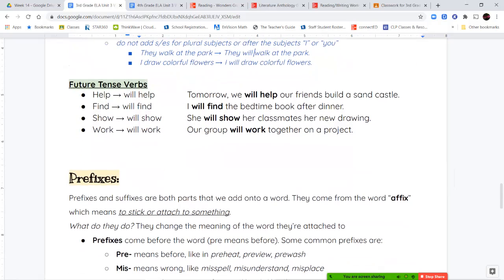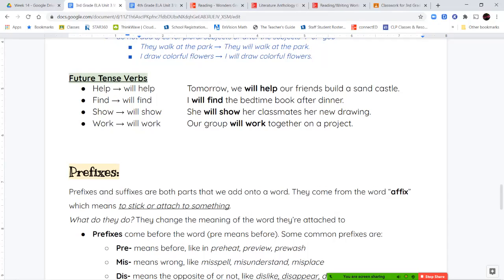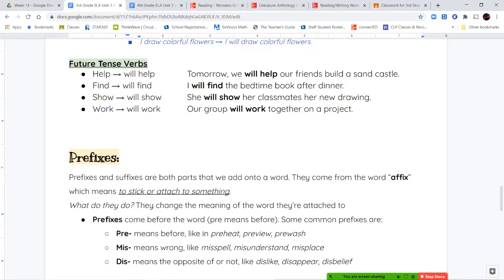Now, future tense verbs, I gave you the base word and how we changed it into future form and when we use it in a sentence. So help becomes will help. Tomorrow we will help our friends build a sandcastle. Find becomes will find. I will find the bedtime book after dinner. Show becomes will show. She will show her classmates her new drawing. And work will become will work. Our group will work together on a project. So these are just some example sentences of how to use the future tense of a verb. We just add the word will before that verb.